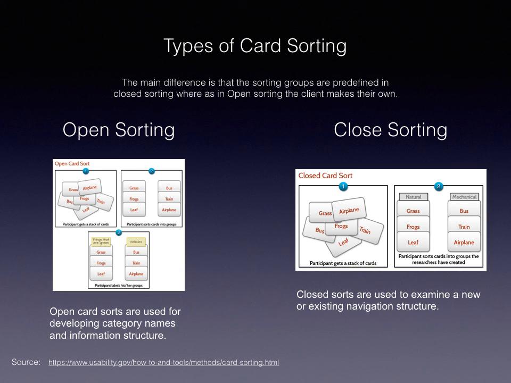A closed card sort is used when attempting to examine a new or existing navigation structure. Participants are asked to sort topics from content within your website into predefined categories. A closed card sort works best when you are working with a predefined set of categories and you want to learn how users sort content items into each category.